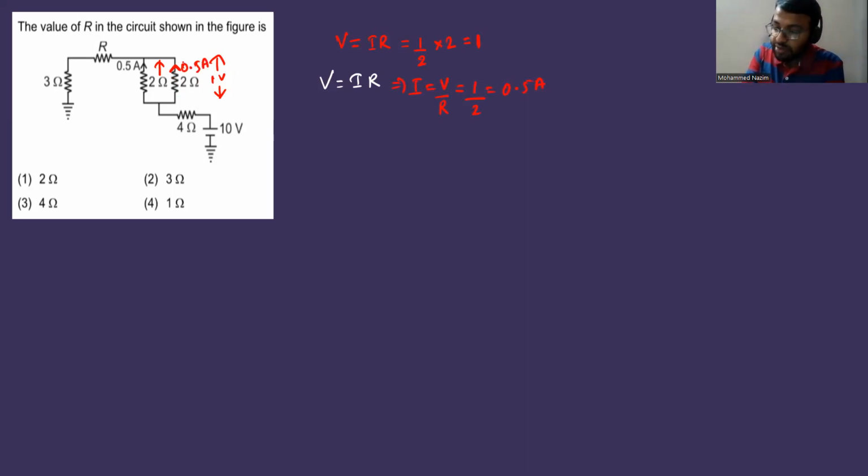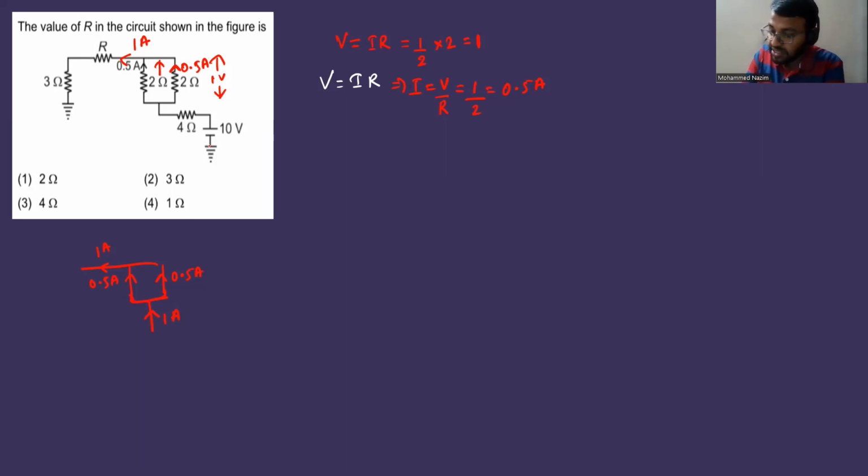Now this 0.5 ampere of current will combine and flow as how much here? 1 ampere. Because this 0.5 ampere and this 0.5 ampere both combine and flow as 1 ampere over here. Also, actually 1 ampere of current was coming from this branch, and this 1 ampere was equally dividing in these two resistors, isn't it?